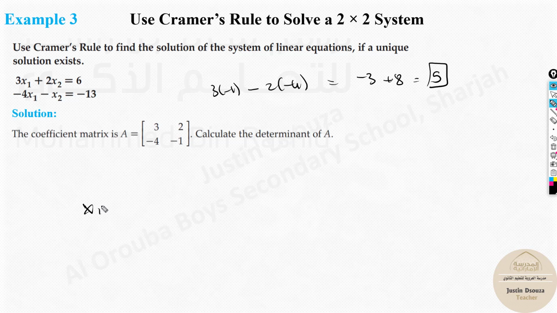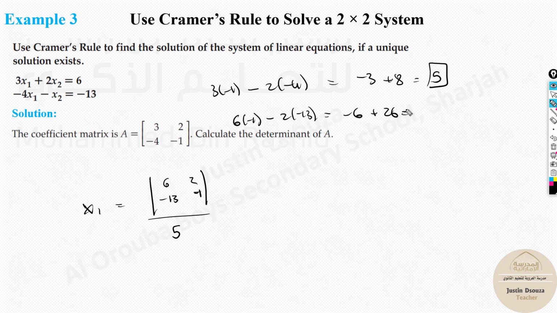So to find x1, the first one, here the determinant is 5. Now we need to find the determinant of what? X1, right, the first column. So instead of 3 and minus 4, I write 6 and minus 13. The remaining 2 and minus 1 remains. And now you need to again find the determinant of the above. Let me just find the determinant of 6 times minus 1 minus 2 times minus 13. The answer would be minus 6 plus 26. That is positive 20. So you have 20 divided by 5, that is equal to 4.